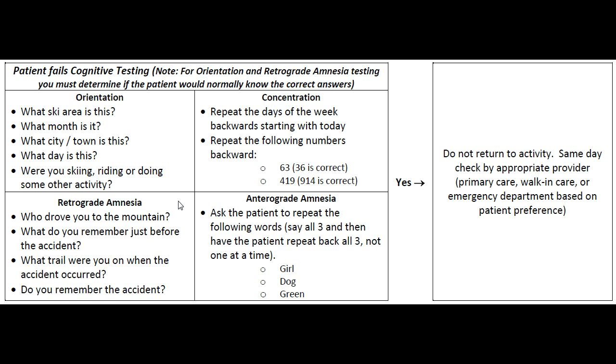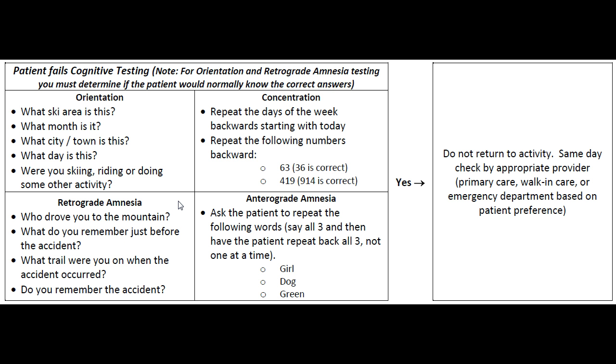So girl, dog, and green are completely unrelated words, and so say to the patient, I'm going to give you 3 words. I want you to repeat them back to me. Girl, dog, and green. Okay, now go ahead and repeat those back to me. And if you want to do more formal testing, you could even ask them again at 5 minutes. So you're doing some other things and then go back and say, do you remember those?